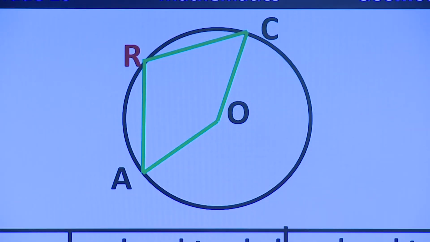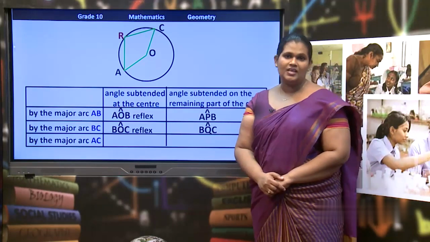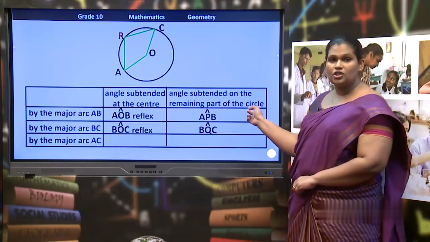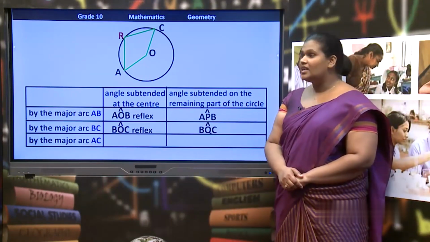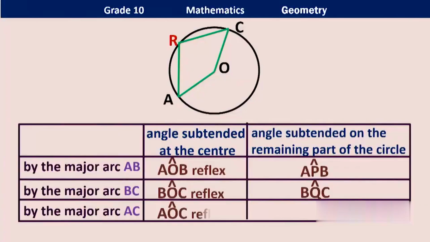Once again, when I say angle AOC, there are two angles. One is less than 180 degrees. The other one is a reflex angle. Here in this occasion also, we have to consider the angle AOC, reflex angle. So, we have to clearly mention that.